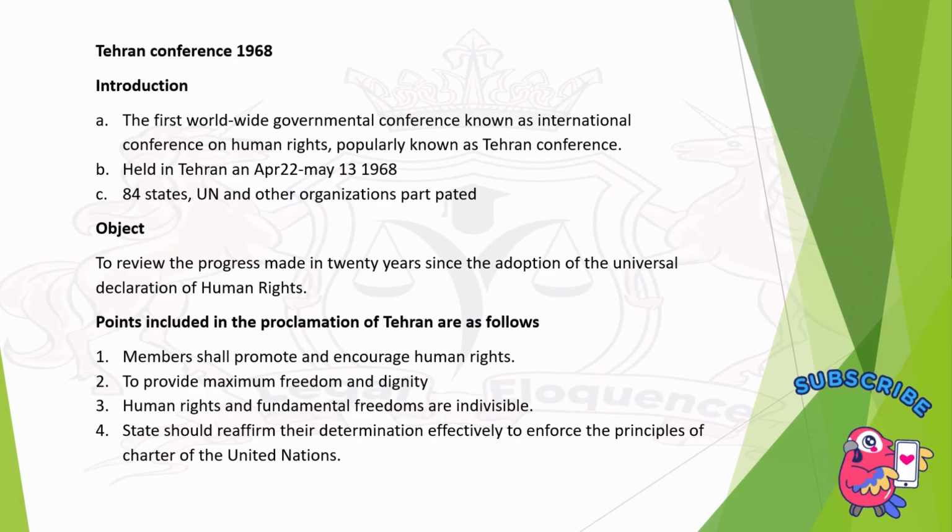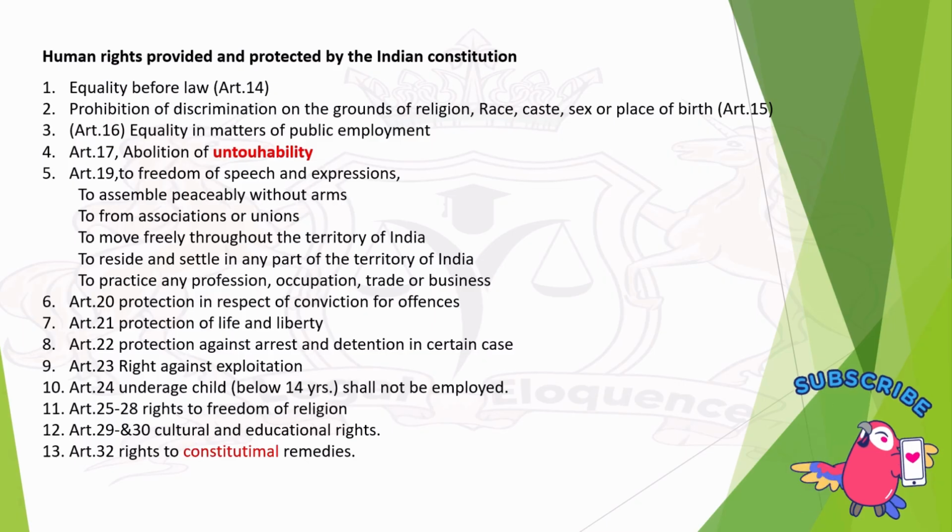Points included in the Proclamation of Tehran are as follows. Members shall promote and encourage human rights to provide maximum freedom and dignity. Human rights and fundamental freedoms are indivisible. States should reaffirm their determination effectively to enforce the principles of the Charter of the United Nations.